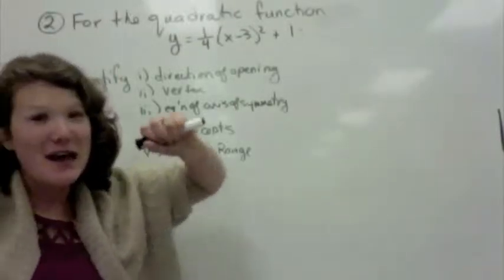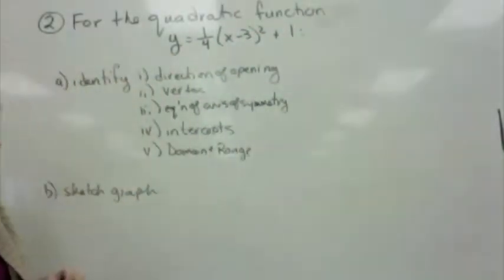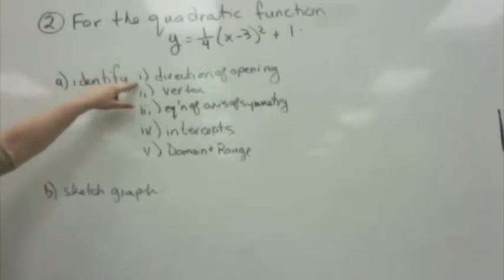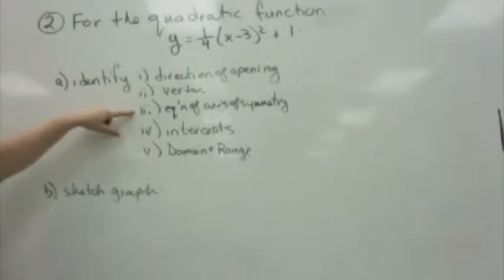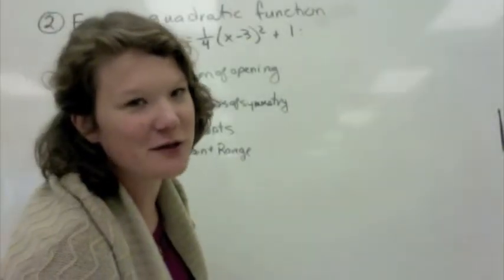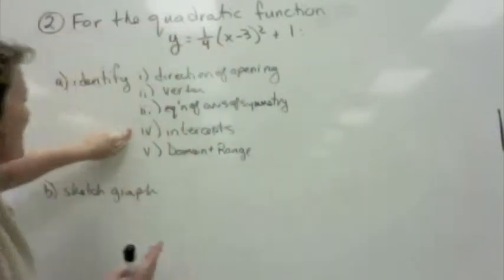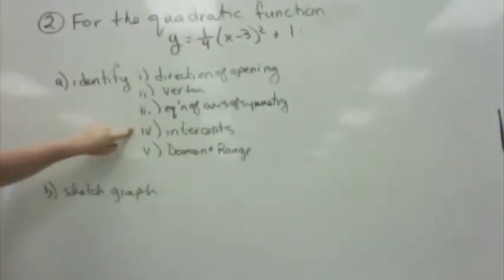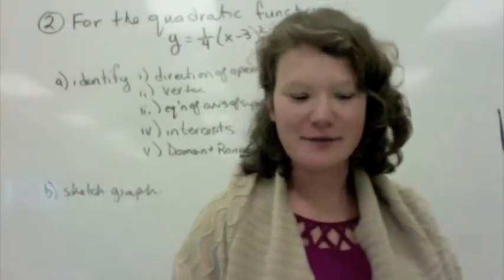All right, example 2. For the quadratic function y equals 1/4 times (x minus 3) squared plus 1, identify 1, direction of opening, 2, vertex, 3, equation of axis of symmetry. I know that it's actually 1, 2, and 3. I'm just trying to be funny. 4, intercepts, so x and y, and 5, domain and range. The B part of it is going to be a sketch of that graph.